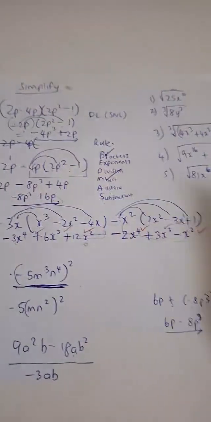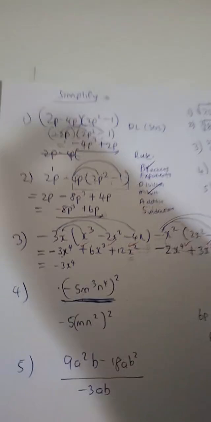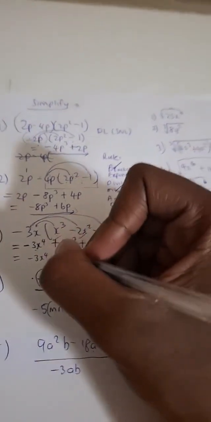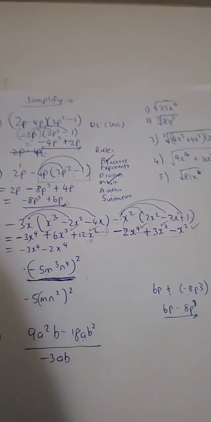Now the last thing I'm going to do is I'm going to collect my beautiful like terms. Negative 3x to the power 4, bring it close to negative 2x to the power 4.